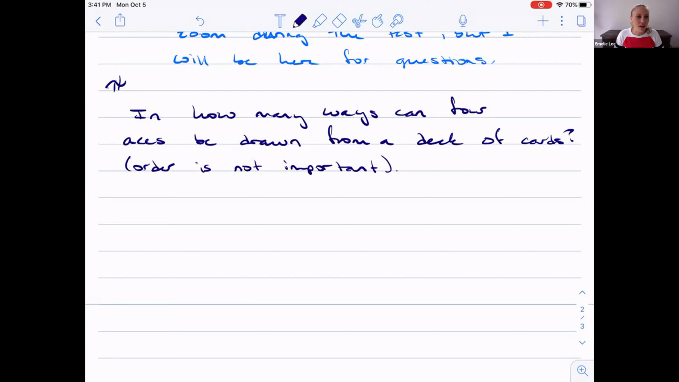So, yeah, the tricky part about this one is you want to draw 4 aces. So you want 4 aces from a deck of cards. The deck of cards is kind of throwing you off a little bit.